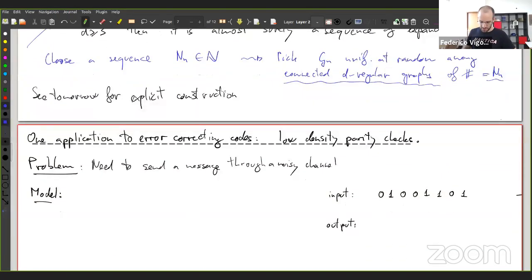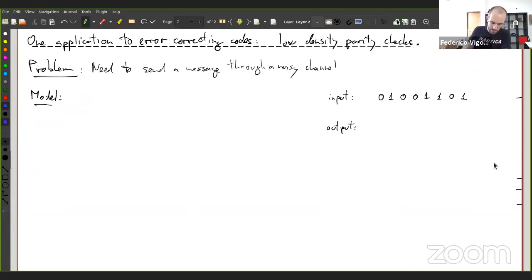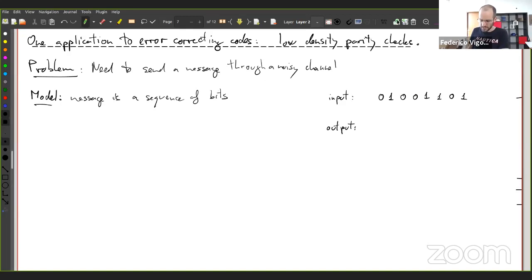Okay, back to our application. We want to send a message through a noisy channel. How do we model this problem? The message is a sequence of bits, and the noisy channel means that when you do the transmission, some of the bits may be flipped. There might be some random bit flips.